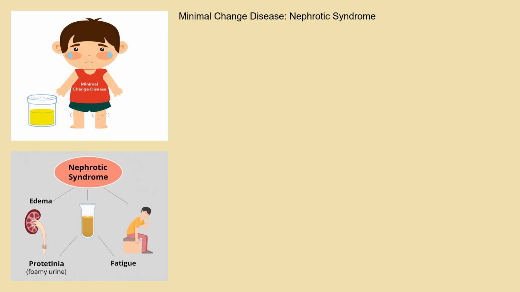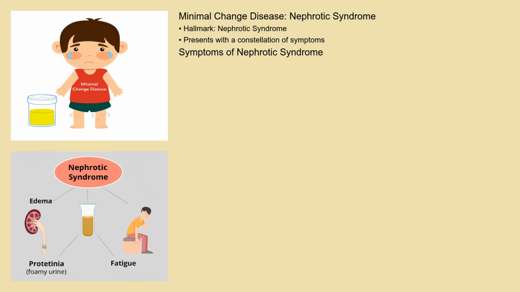The hallmark of minimal change disease is nephrotic syndrome. This presents with a constellation of symptoms. The most prominent is edema, or swelling, particularly in the face, around the eyes, ankles, and abdomen. This swelling occurs because of the protein loss, specifically albumin, which leads to a decrease in the oncotic pressure in the blood, causing fluid to leak into the tissues. You might also notice foamy urine, a result of the high protein content. Other symptoms can include fatigue, weight gain due to fluid retention, and decreased appetite. In severe cases, patients can experience shortness of breath due to fluid buildup in the lungs.